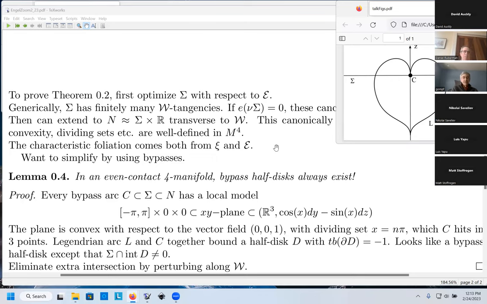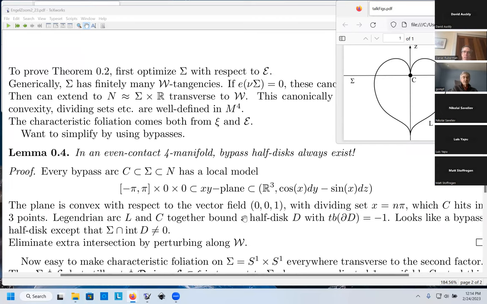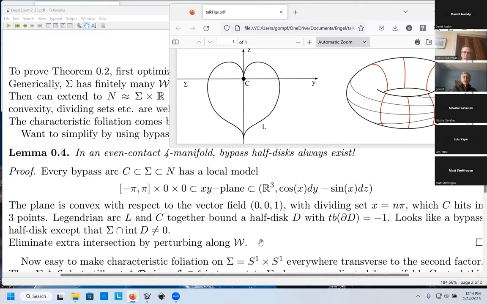And so at that point, we can easily clean up the intersection with E, and we can make it be just about anything we want. What we want to do is to make the foliation transverse to the second factor. So there is the schematic picture. We take any decomposition as S1 cross S1, and we can make the foliation transverse to the vertical direction with respect to that coordinatization. So one way to do that, well, we can just do bypasses everywhere we want until we've simplified the dividing set down to just a parallel pair of essential circles going around this way. And then we hit it with the flexibility theorem, and then we can make our foliation nice and simple. So that's what I meant by optimizing with respect to E.